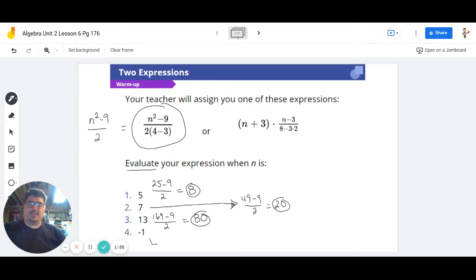And the last one right here, well, negative 1 squared is 1. 1 minus 9 is negative 8. So negative 1 squared minus 9, I'll divide by 2. That's the same thing as 1 minus 9 divided by 2, which is the same thing as negative 8 divided by 2, which is the same thing as negative 4. So negative 4 is the answer. So we were able to evaluate those expressions.